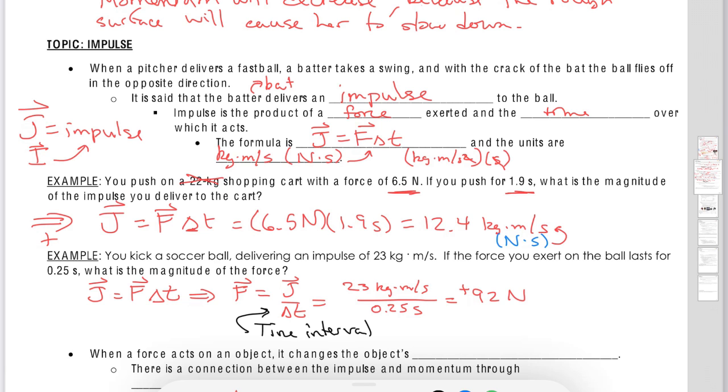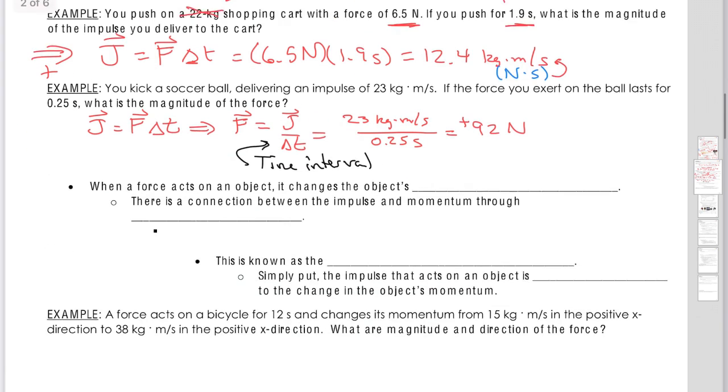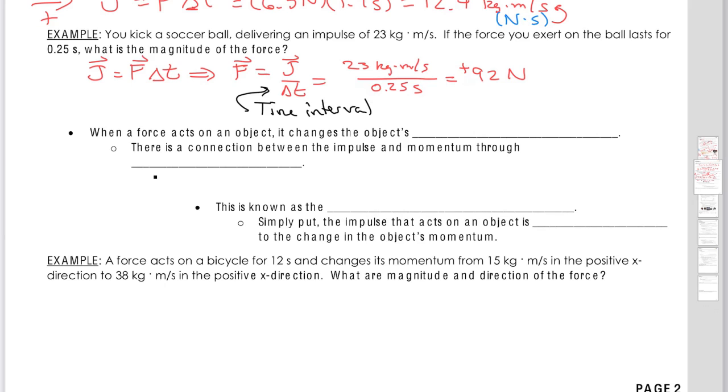So let's talk a little more about this relationship between force and changing momentum. When a force acts on an object, it changes the object's velocity, because remember, the force accelerates the object. So there is a connection between impulse and momentum through Newton's second law.